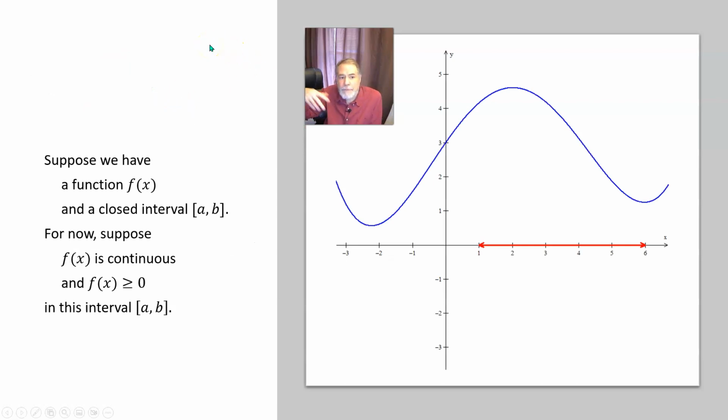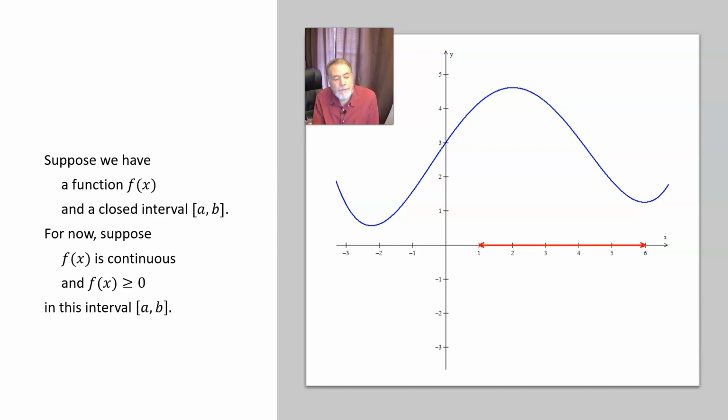So suppose we have a function, f of x, and a closed interval from a to b. The interval from some number to some other number. And for now, let's assume that our function is continuous and positive valued, that is, it gives you a value greater than or equal to 0 in this interval. Now, these conditions aren't necessarily required for definite integrals in general, but they are necessary to match the pictures I'm going to be showing you.